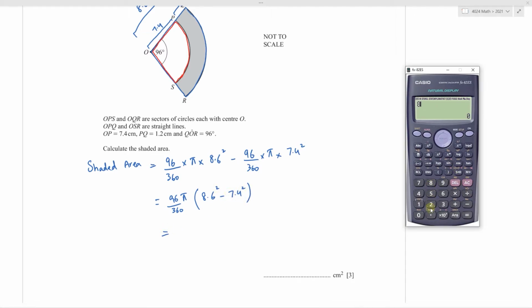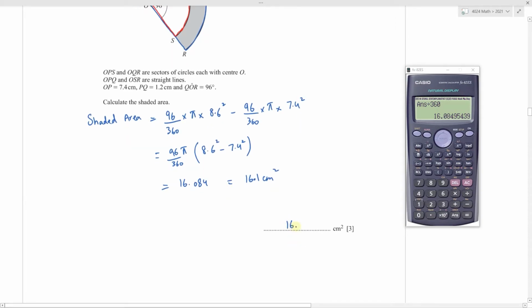So let's calculate this. 8.6 squared minus 7.4 squared, and then multiplied by 96, multiplied by pi, and then divided by 360. So this is 16.084, or 16.1 centimeters squared, up to three significant figures. So your answer here will be 16.1.